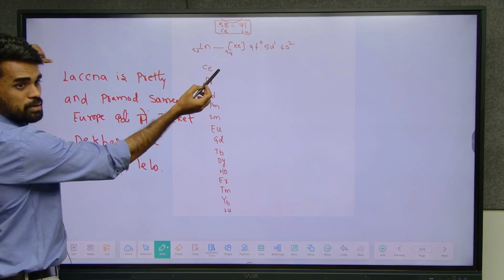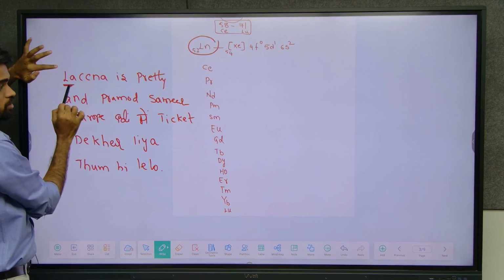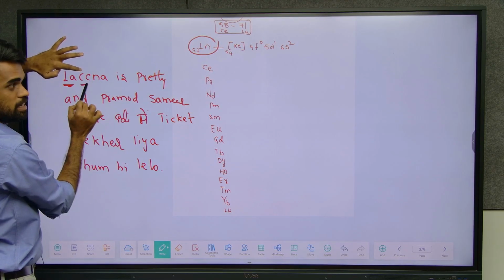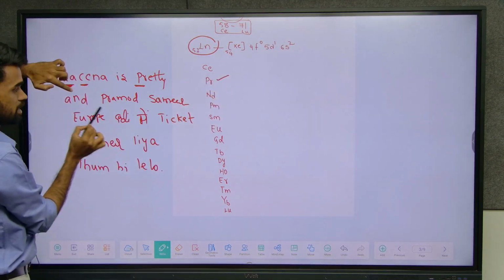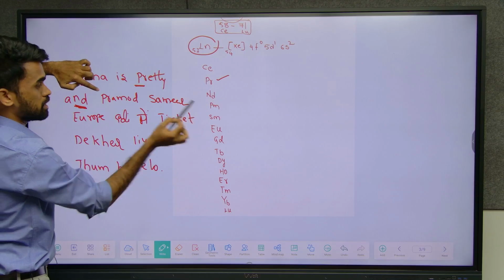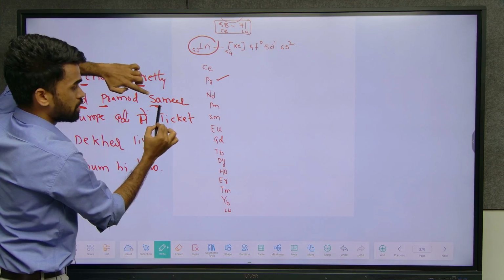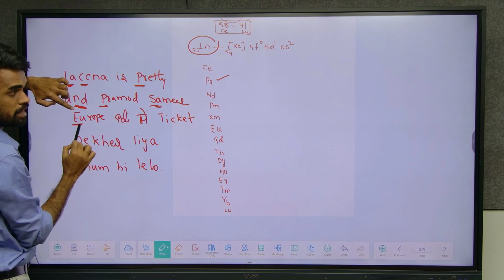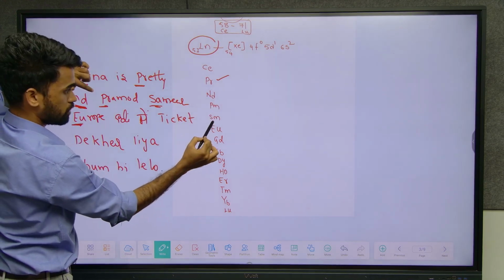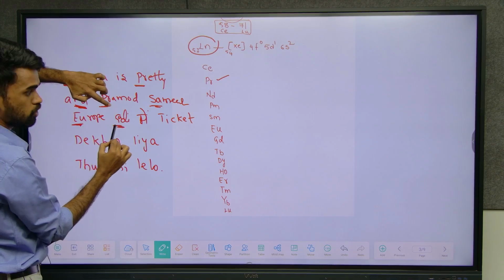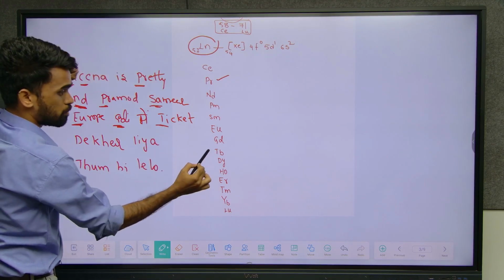What is the first element? Lanthanum. Lacinum, lanthanum. Next cerium, no? Cerium. Next pretty, praseodymium. Next and, neodymium. Next pramod, promethium. Next samir, samarium. Europium. Next, where we have completed? Europium. Gadi, gadolinium. Ticket, terbium. Okay, up to here it is done.